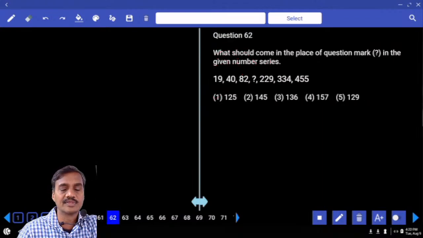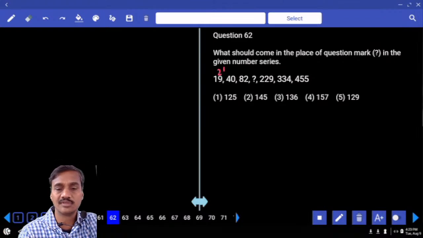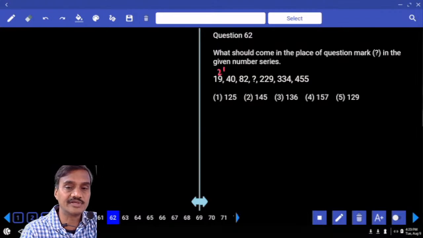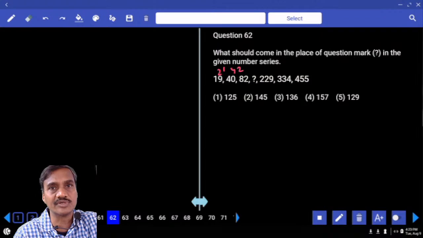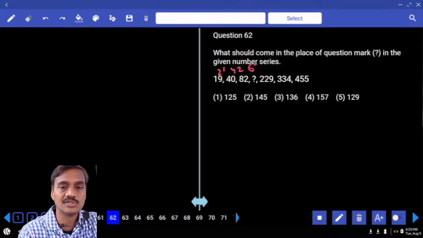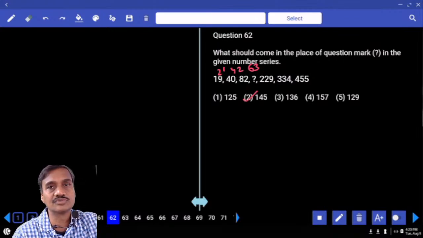And 62. Now in this 62, 19 and 40, tell me what is the difference we have? 19 and 40, here the difference is 21. And next 40 and 82, what is the difference we have? 40 and 82, here the difference is 42. 21 and 42 can be written as 21 into 1, 21 into 2. Next one, 21 into 3, let us check out. Now 63. 82 plus 63, 145.